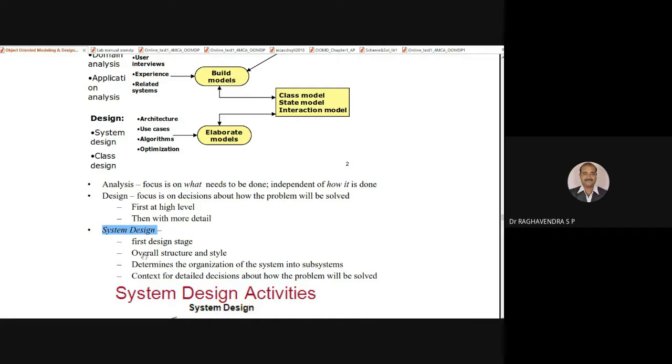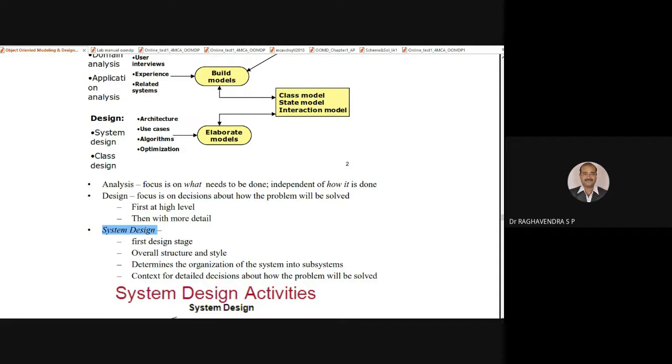First, the design stage: which stage are we in, are we at the beginning, or have we crossed the beginning, in between somewhere, or have we crossed the middle part. This identifies the milestones whatever we have reached with the perspective of development. The first, design stage. Next, overall structure and style.